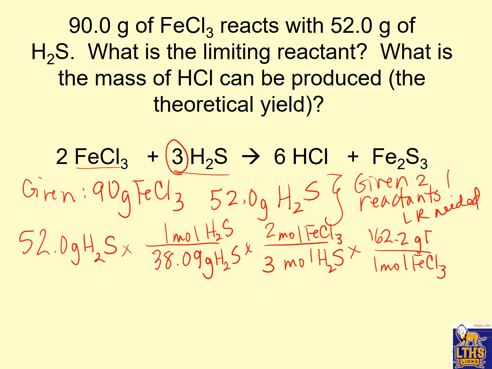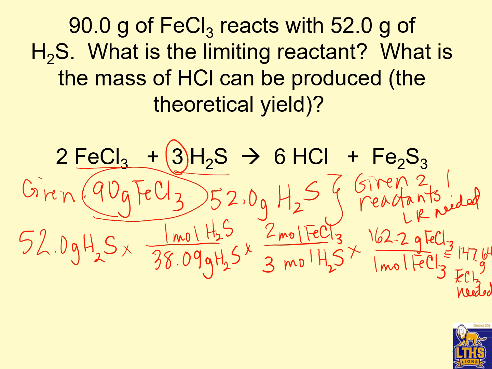Then 1 mole of FeCl3 for every 162.2 grams of FeCl3. Where did I get that? Periodic table. And I find out that 147.64 grams of FeCl3 are needed. Okay, well, let's check. I need 147 grams of FeCl3 to use up all my H2S. All right. I only have 90 grams of FeCl3.